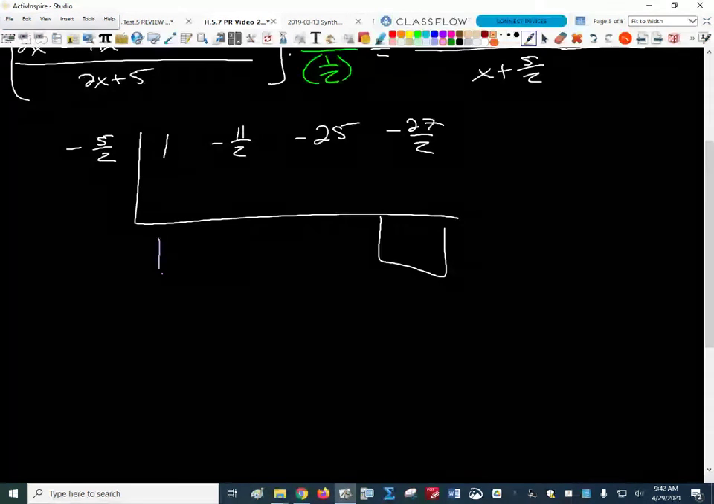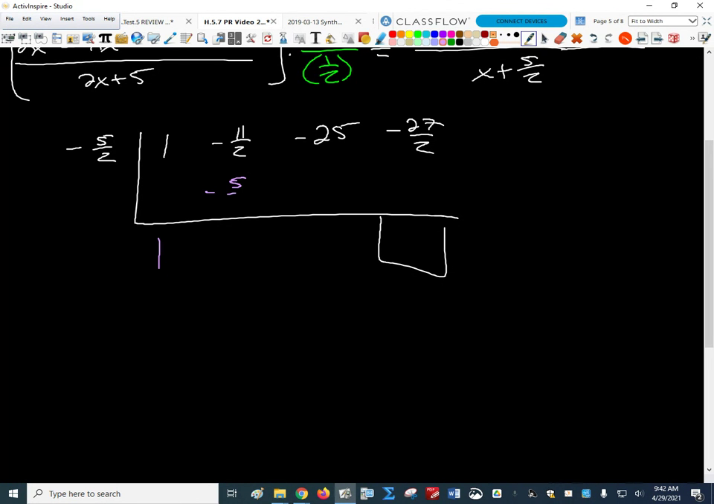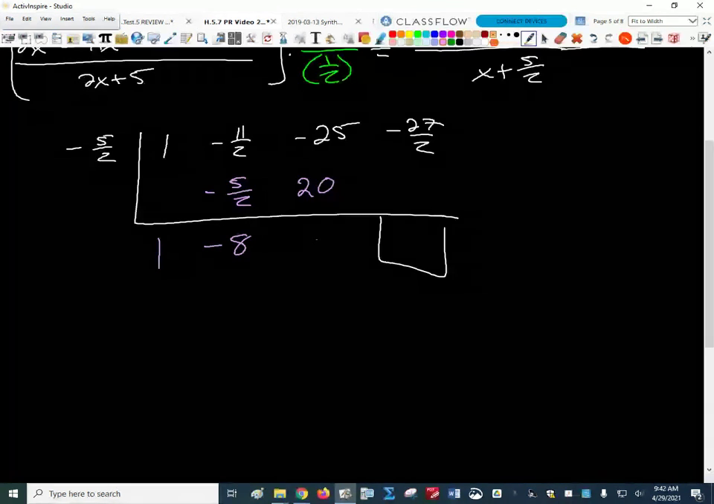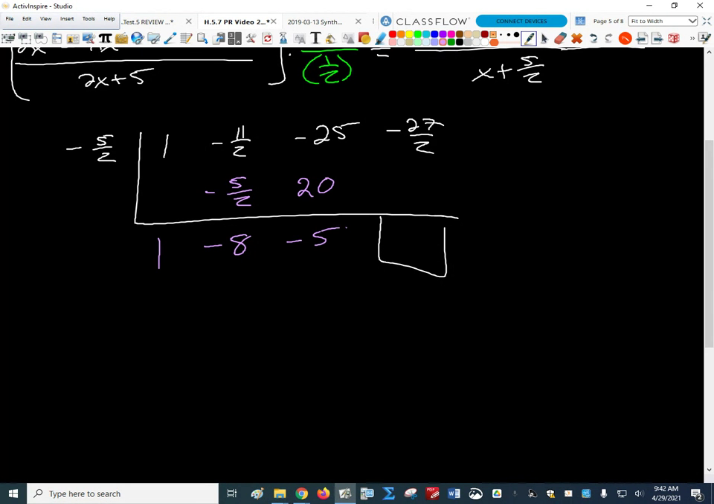-5/2 times 1 is, if I add those, I'm going to get -11/2 plus -5/2 is -16/2. What's that? -8, good. Multiply. 20, good. And I would just reduce first, wouldn't I? -5/2 times -8. Well, the 2 and the 8 cancel and give me a -4 times -5 is 20. So I get a -5.